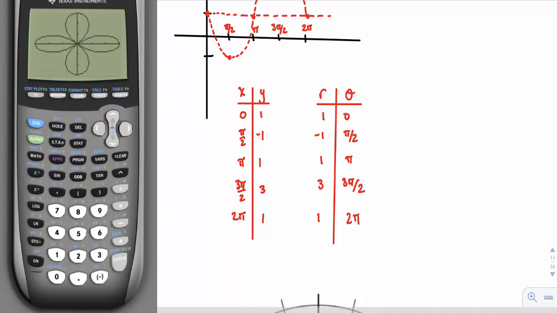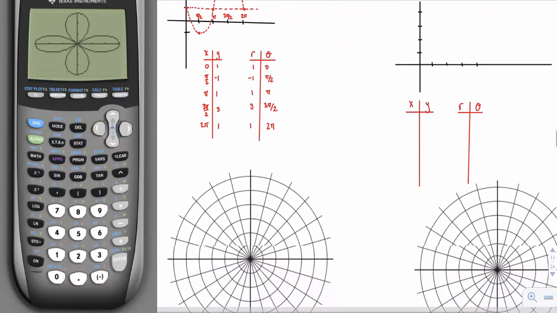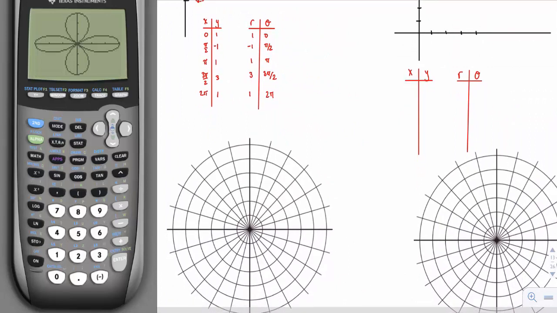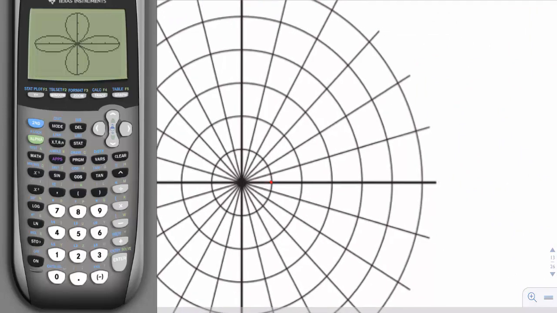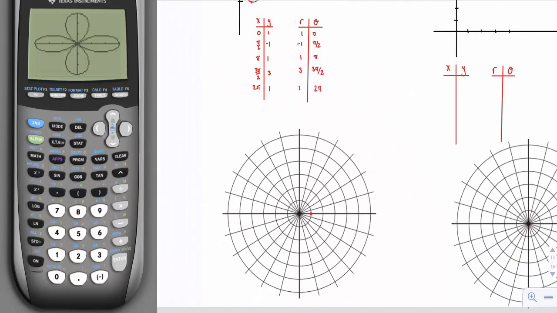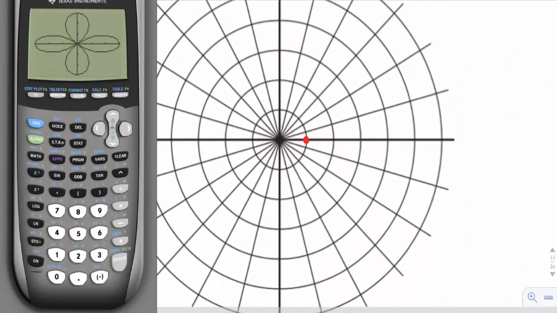So now we're going to go down here and graph these points. So we're going to be at 1, 0 to start. And remember, our angle is 0 radians, which means I'm not going anywhere. So you're just going to put your point here at 1. And just don't move it because your angle is 0. Your next point is going to be at negative 1, pi over 2. So I'm going to go negative 1. And then I'm going to travel in a counterclockwise direction, pi over 2. So it's going to bring me right here.